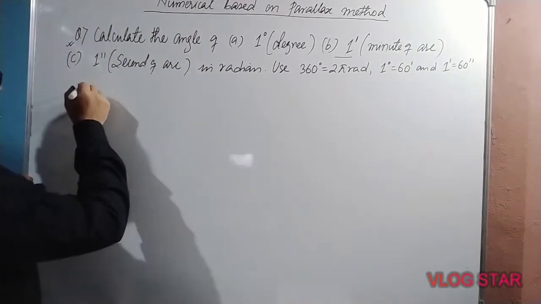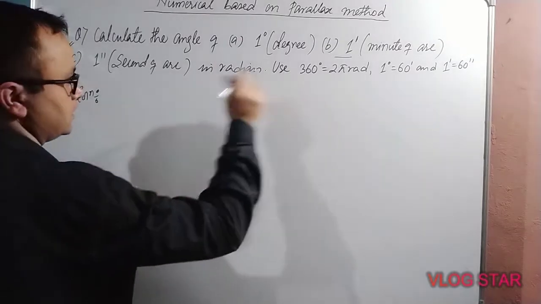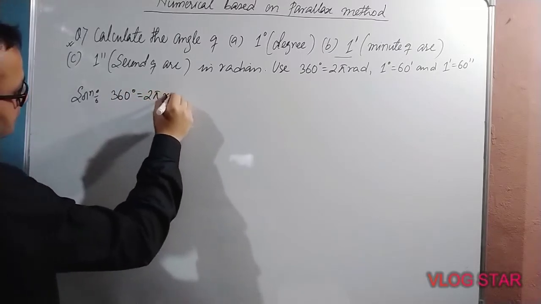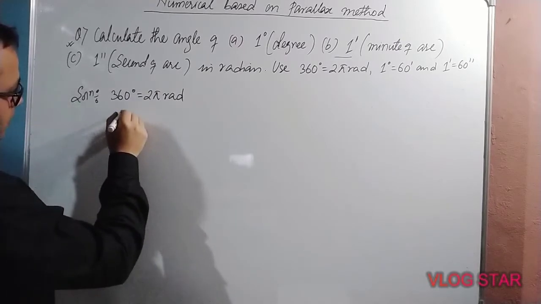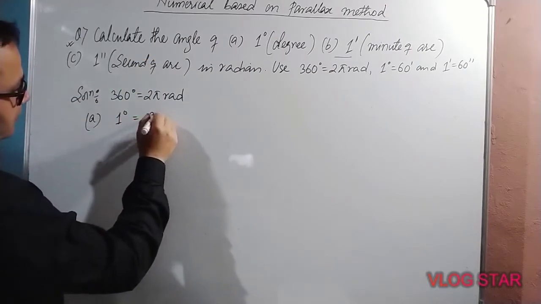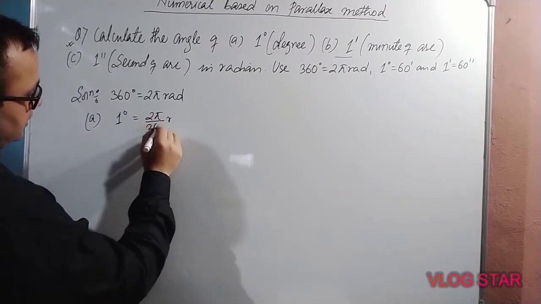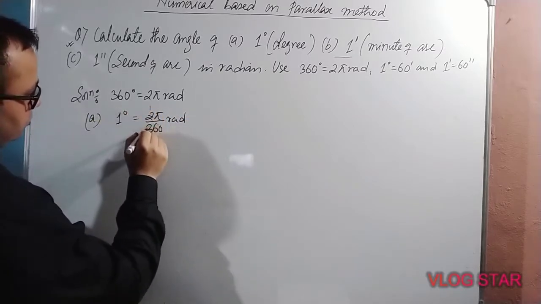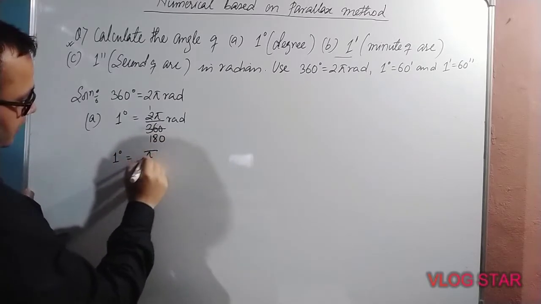So first, we know that 360 degree equals 2 pi radian. Now if we divide this equation by 360 degree, you will get on the left hand side 1 degree. So it is the case for A. So 1 degree equals 2 pi by 360 radian. Now we can cancel, 2 ones are 2, so 1 degree equals pi by 180 radian.